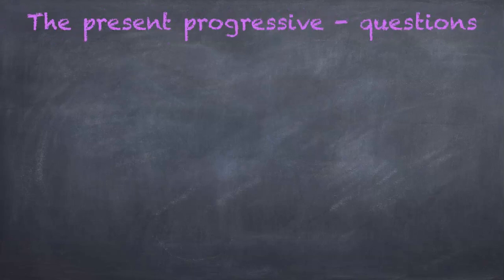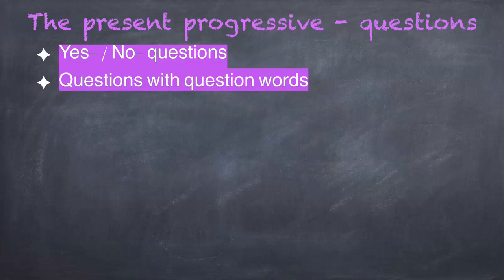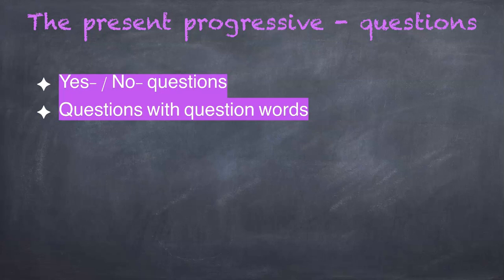Today we talk about the present progressive, and especially about questions in the present progressive. You should know already what the present progressive is and how you do it, but if you don't remember, I will link the video to positive and negative sentences in the present progressive. But in this video we talk about the questions in present progressive, and there are two different types of questions. There are yes-no questions and questions with question words. We start with the yes-no questions.